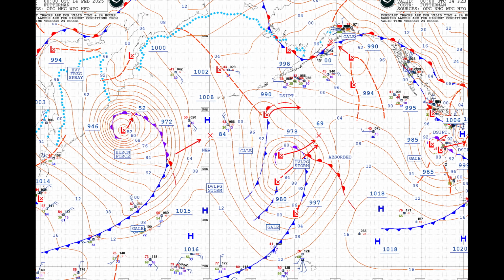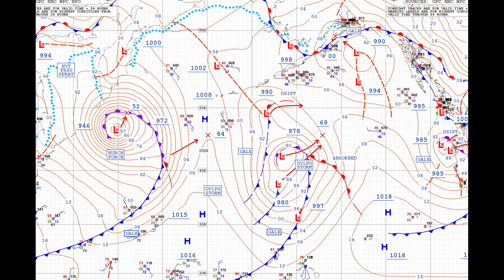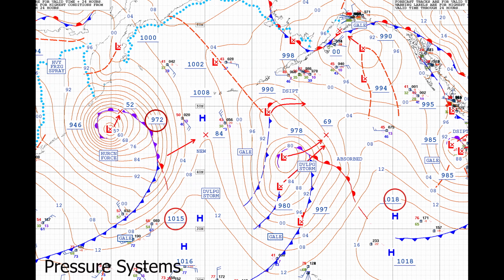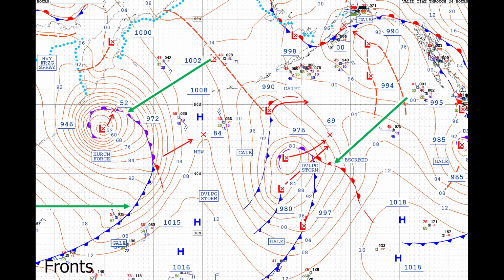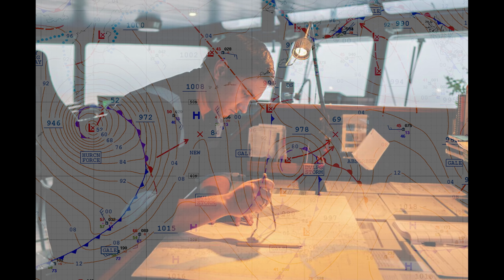Weather surface analysis, also called a synoptic chart, provides a real-time snapshot of atmospheric conditions. It maps pressure systems, fronts, and winds, helping mariners make informed decisions.